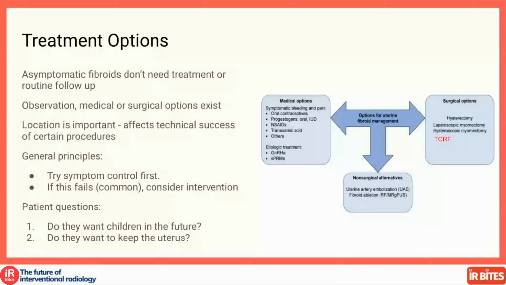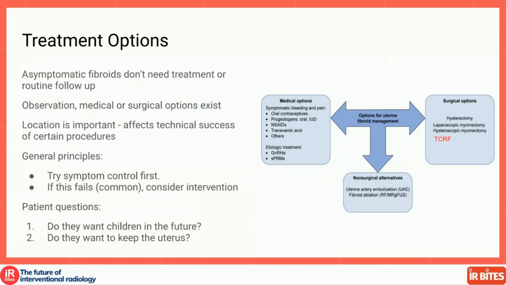As we mentioned, asymptomatic fibroids don't need any treatment or follow-up. You just leave them alone. But if they're symptomatic, then you have to treat it, basically. And the three options are observation to see if it goes away, medical treatments, which have a relatively limited role but are good as first line, and then surgical options. And again, location is important because it determines what procedure you do. The general approach to treating is you try symptom control first. So you can try various oral contraceptives or other treatments to control bleeding rather than treat the fibroid itself. But if this fails, and often it does, then you would consider doing some kind of intervention.